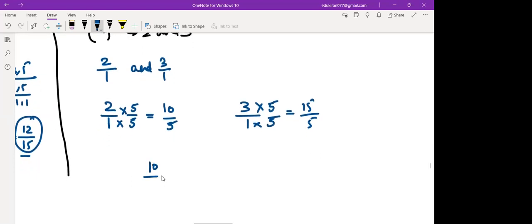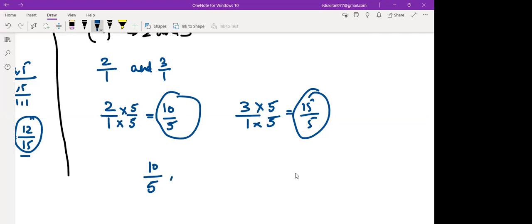Ma'am, we can take any number and multiply it? Yes. But you should remember, if you are taking 10, here also it will be 10, and here also it will be 10. So now you have these numbers 10 upon 5 and 15 upon 5.